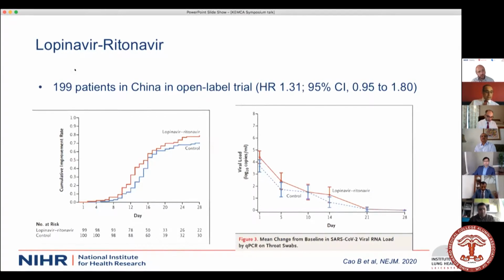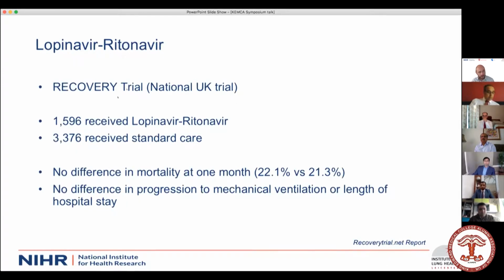One of the hopes for Lopinavir and Ritonavir is that perhaps you could give it very early and it might reduce viral load. Unfortunately, this was measured in this study, and as you can see, there was no difference in viral load. So it doesn't look like we could use this to reduce infectivity. Just because this is only 200 patients, this paper isn't out yet, but it has been reported.